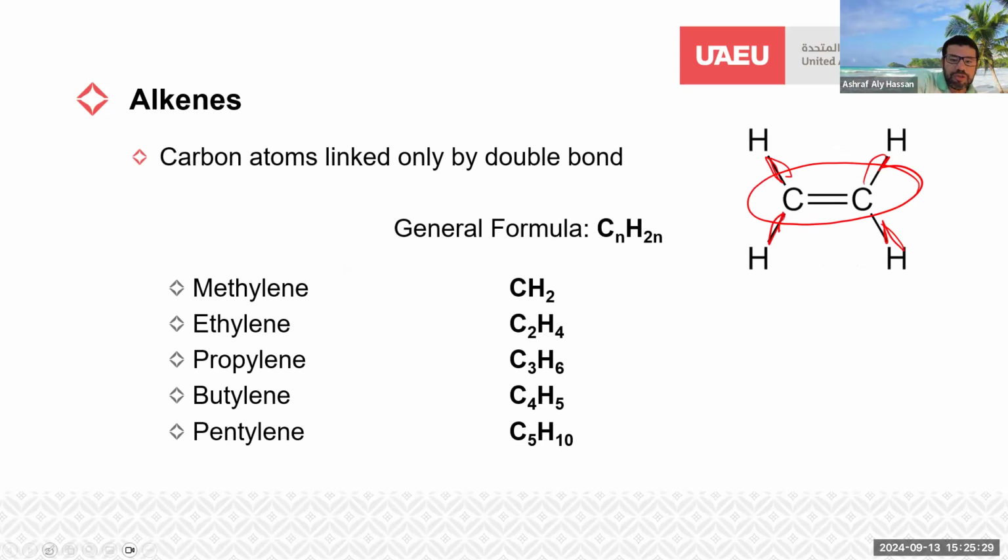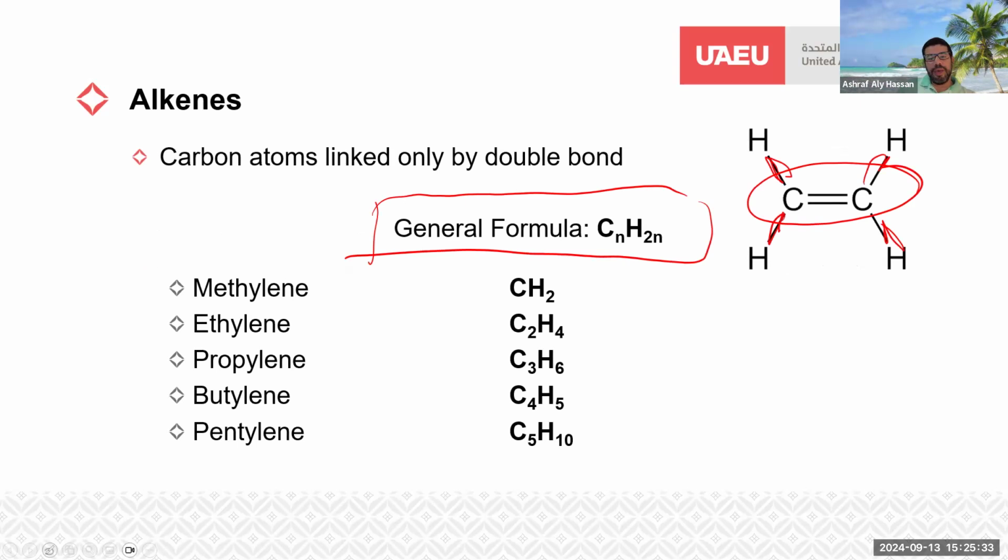And so in this case, the general formula is CnH2n, while the alkane was CnH2n+2. So the smallest alkene is CH2, that's methylene, then it goes ethylene, propylene, butylene, pentylene, and you can see that the ene comes from the alkene. Similar to how methane comes from alkane, methylene comes from alkene.